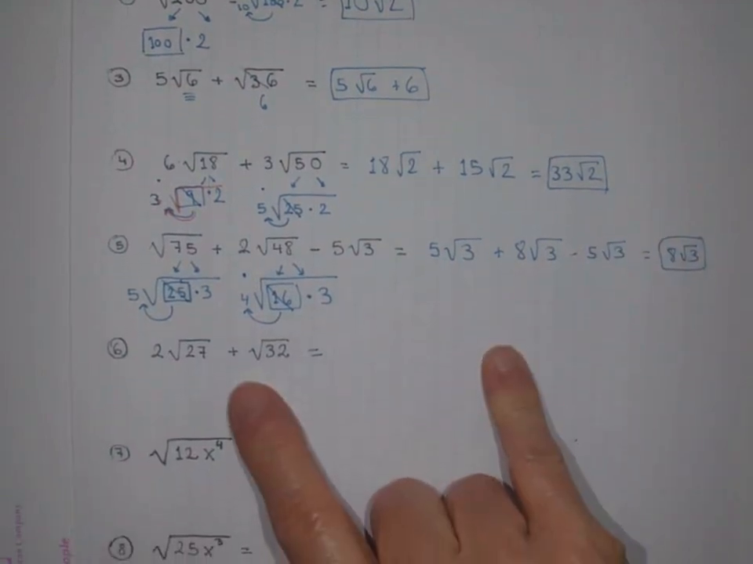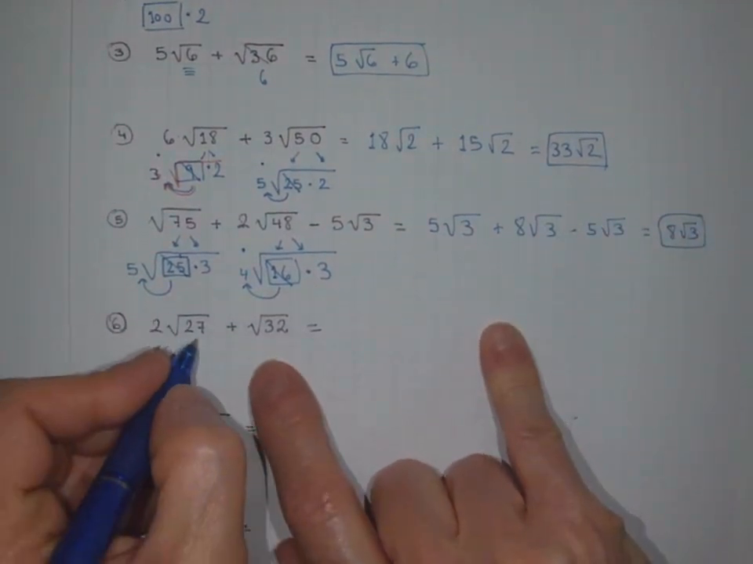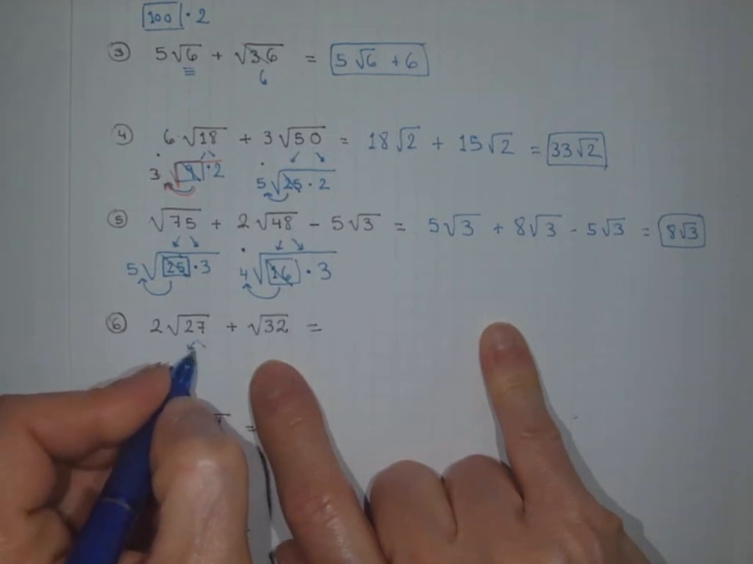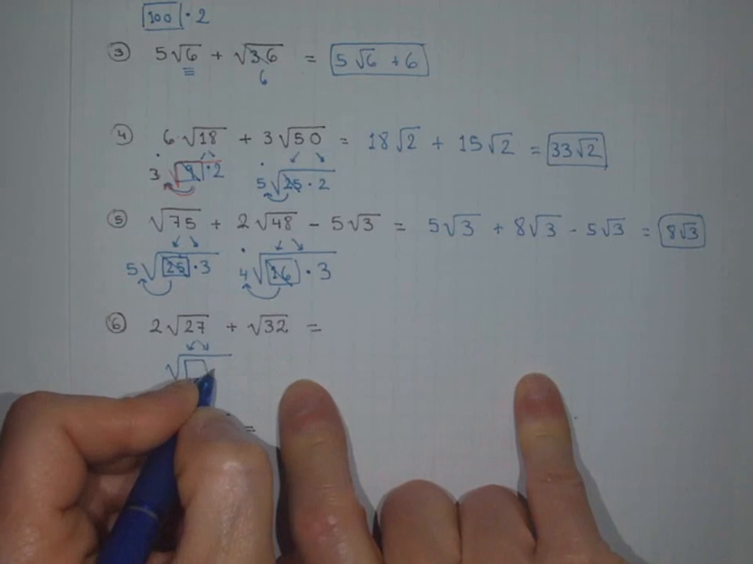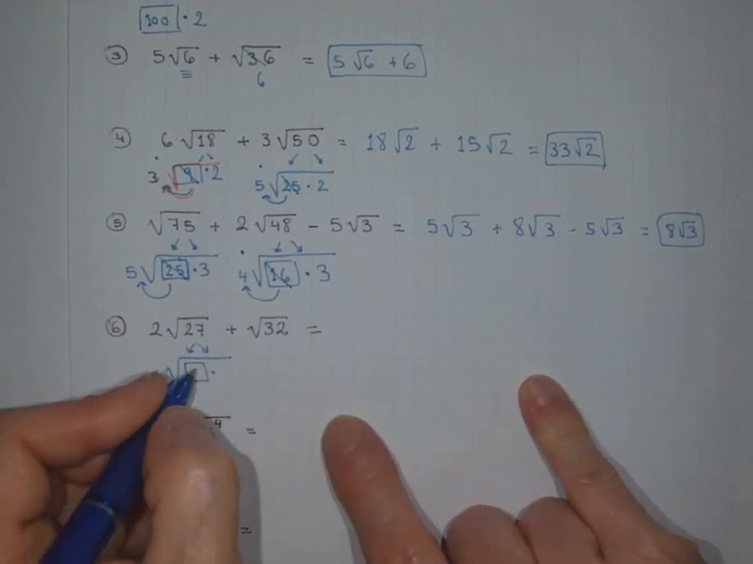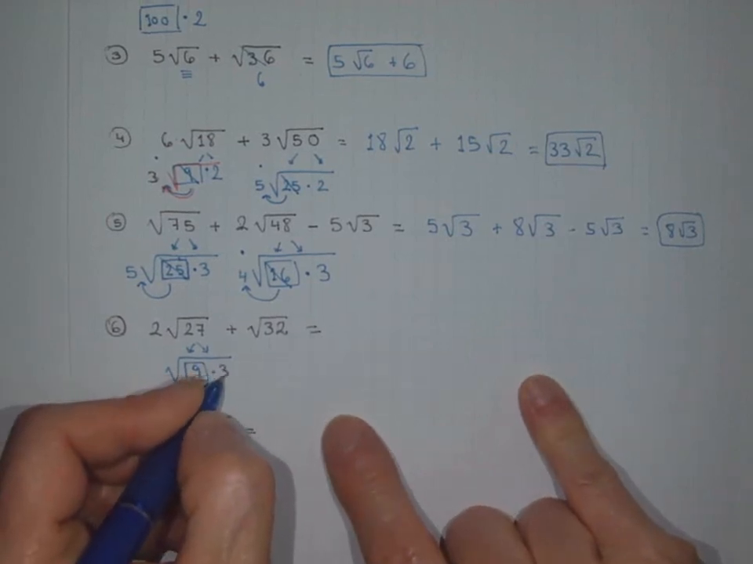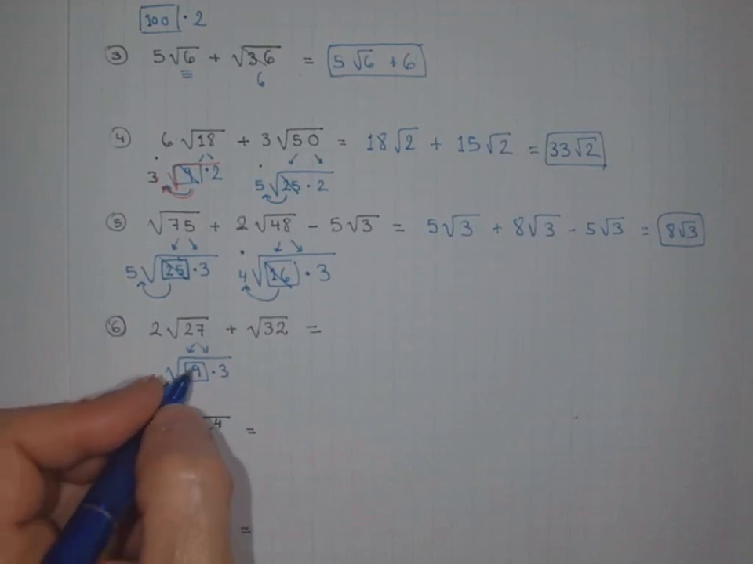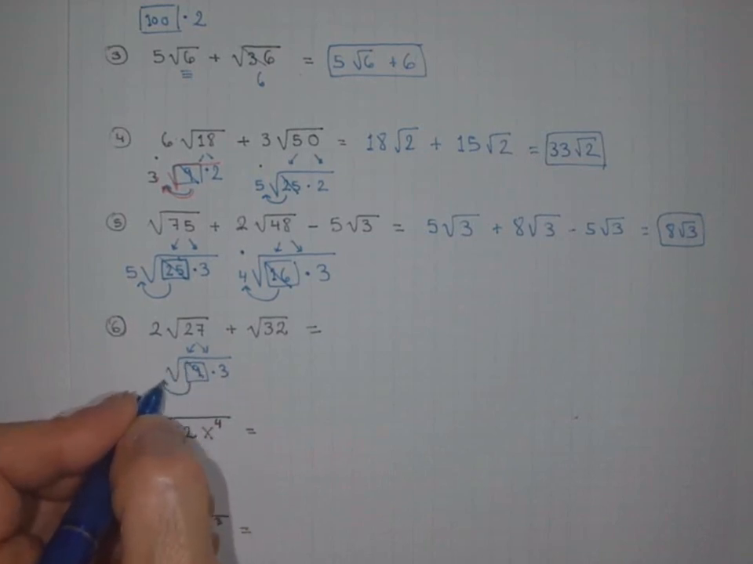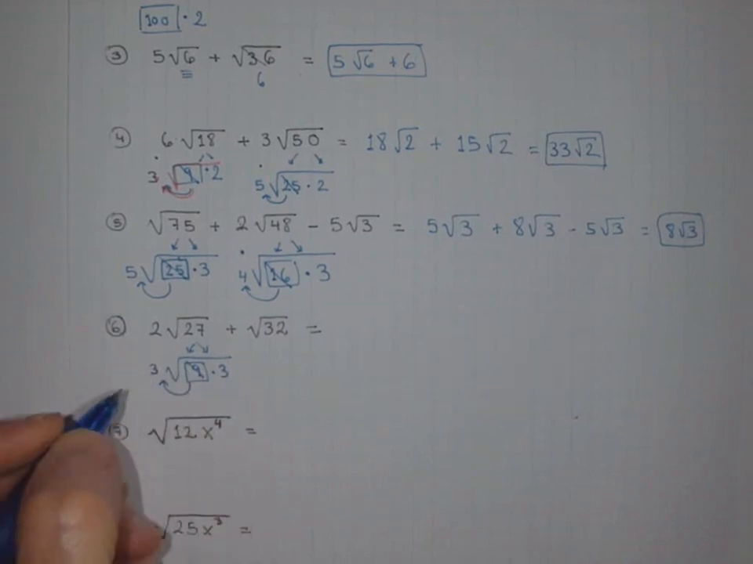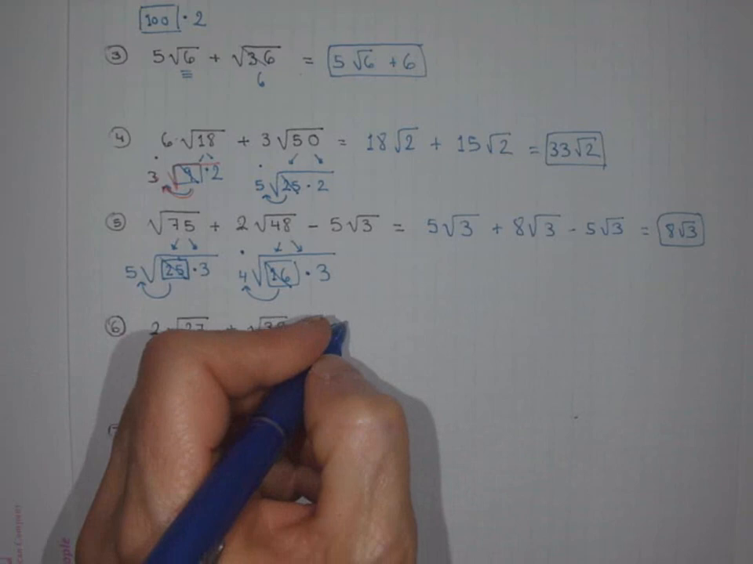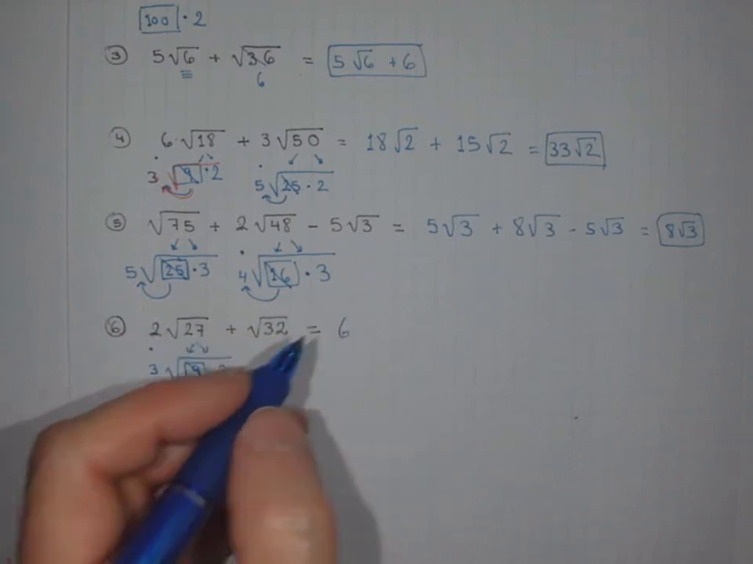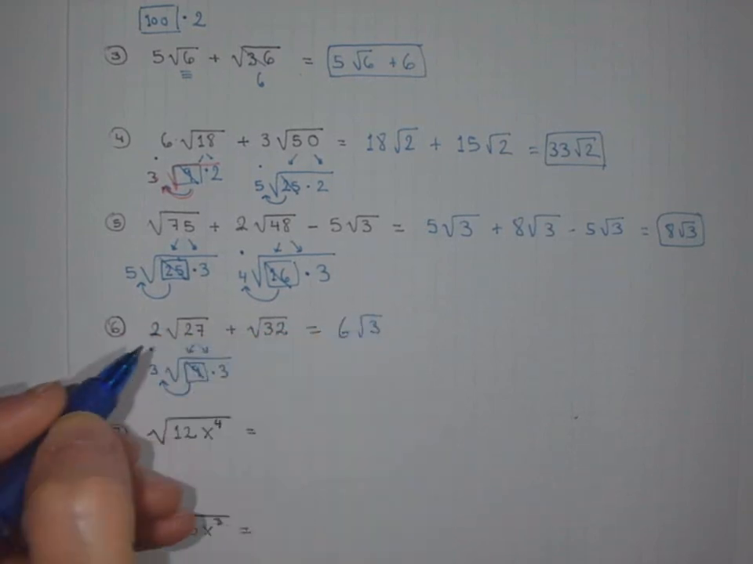Okay? Keep going. 27. What times what will give me 27? One of those numbers has to be a perfect square. Well, 9 times 3 is 27, and 9 is a perfect square. Square root of 9 is 3. There was already a coefficient in the front, so we need to multiply those two. So 2 times 3 is 6, and what's left is the square root of 3 here.